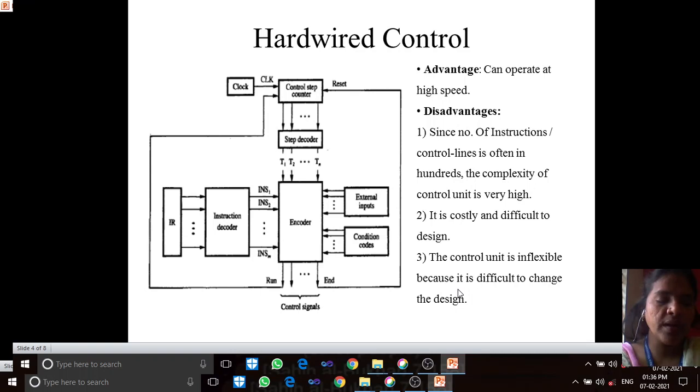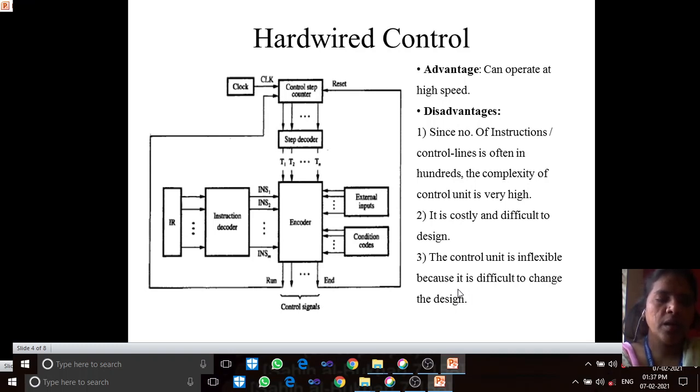So you can see why so many lines are connected. If it's 8-bit, 2 to the power 8, 256 lines will be used. It consists of separate output lines, INS1 through INSN, instruction 1 to instruction N, for each machine instruction. According to the code in the IR, one of the output lines INS1 through INSN is set to 1 and all other lines are set to 0. It means one instruction is enabled at one time.